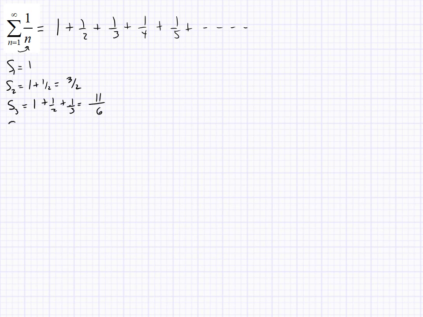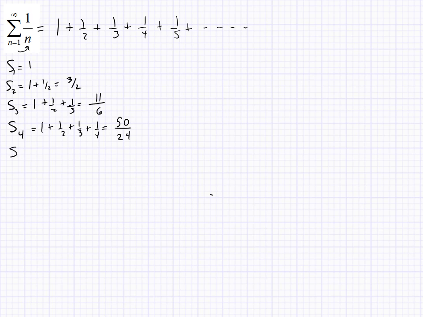Okay, if we look at, say, the fourth partial sum, 1 plus a half plus a third plus a fourth. So what are we going to get? It would be 11/6 plus another fourth, so 24 as a common denominator. So let's go, 44 plus 6. So what's that, 50 over 24? Yeah, I could simplify that, but let's just leave it like that.